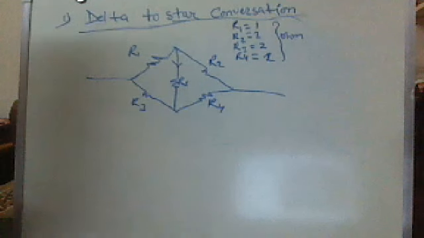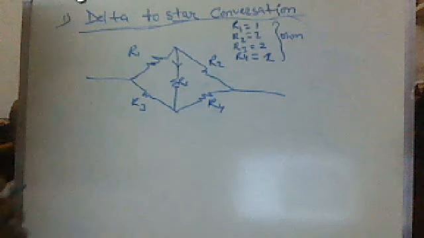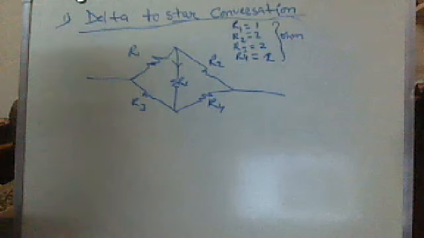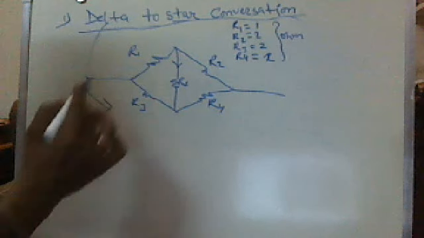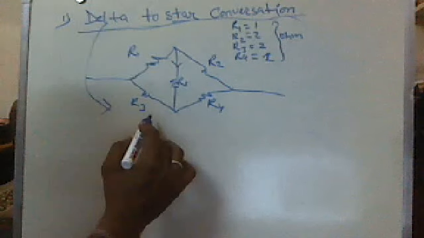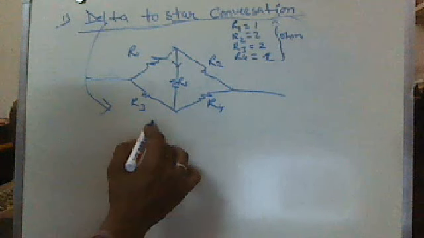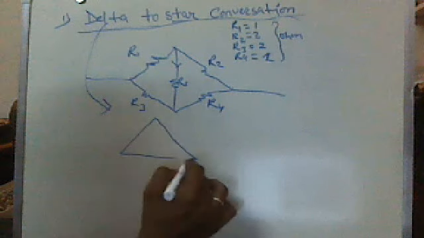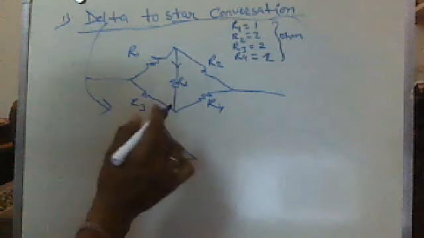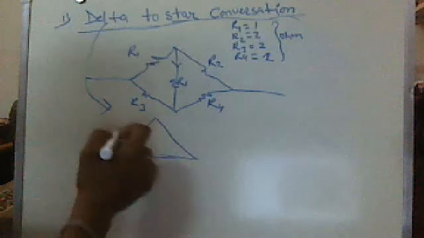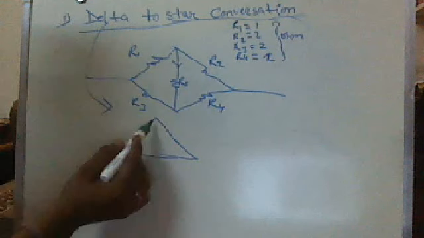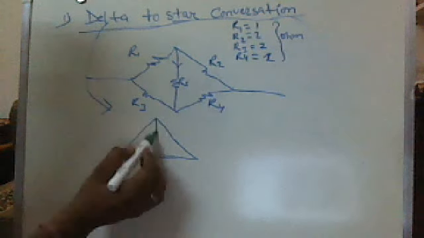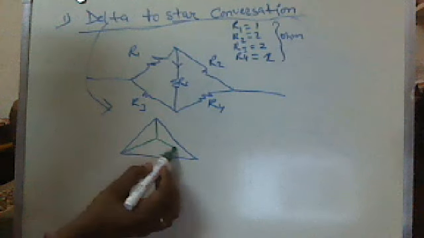This is our numerical. Now you will try. In delta, what is delta? Let's focus on delta. Delta, you can call it an equilateral triangle, and you want to convert delta to star. So this is your delta. Now you convert it into star. This is your star.